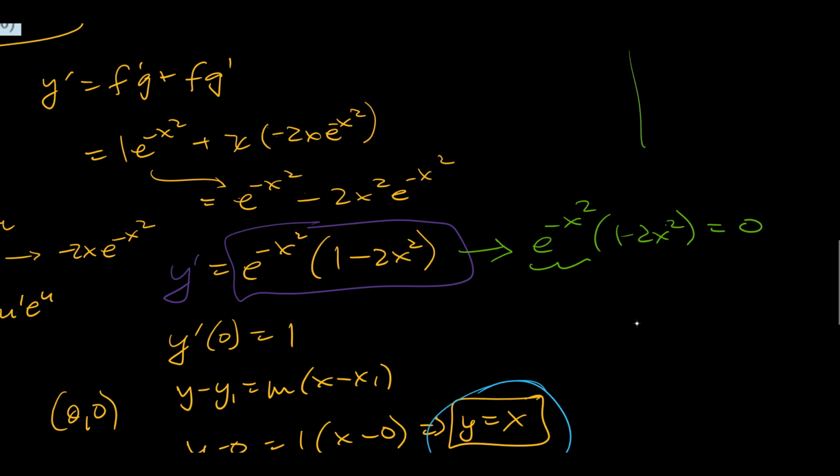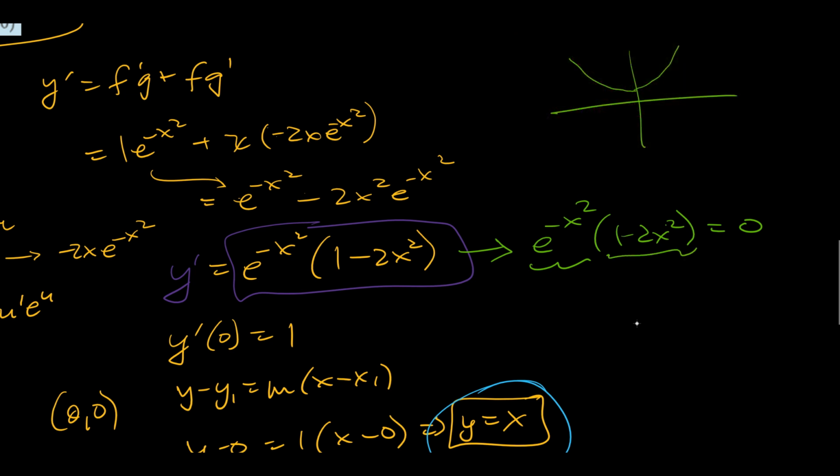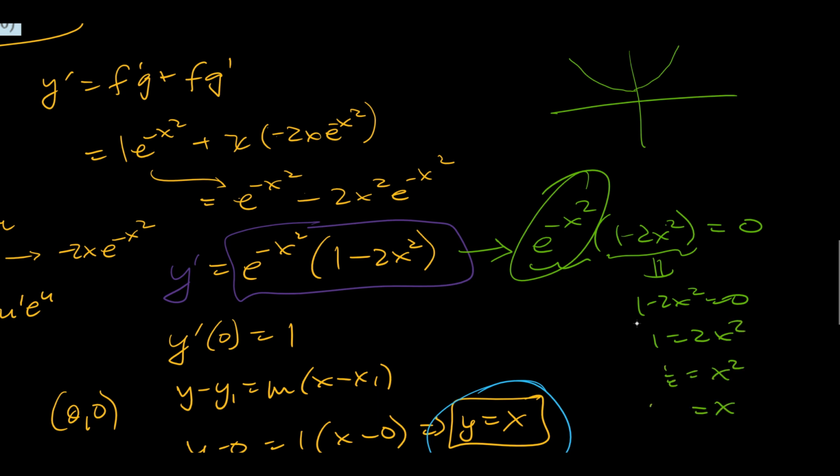So basically e to the negative x squared looks like this. And no, it doesn't. It looks more like this. So it's always above 0. So you're only going to set this to 0. I need you to convince yourself that this is never 0. So when you set this to 0, you get 1 minus 2x squared equals 0. 1 equals 2x squared. x squared equals 1/2. And then x is plus or minus 1 over root 2.